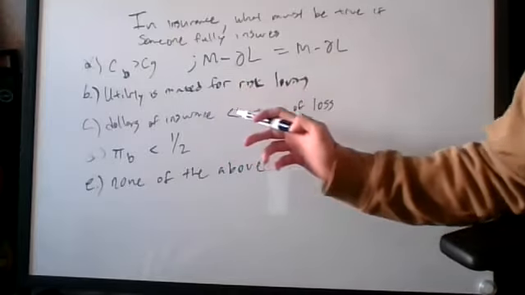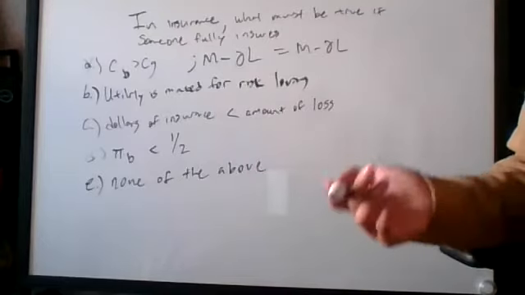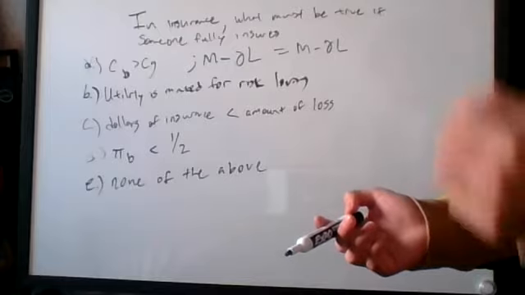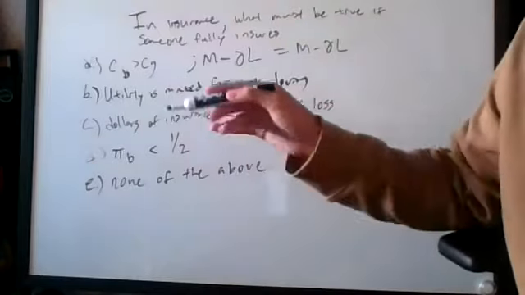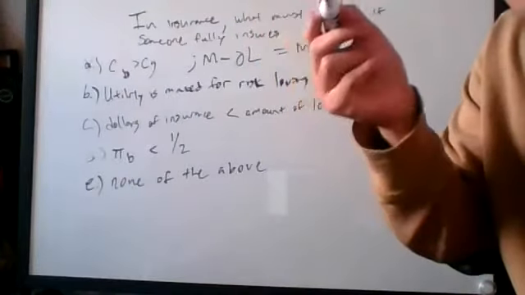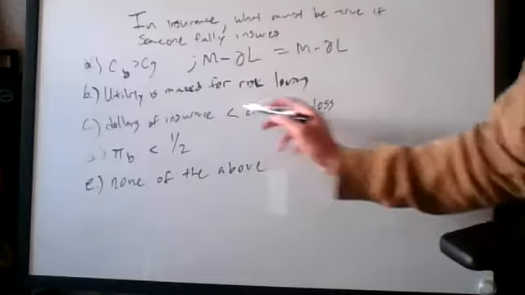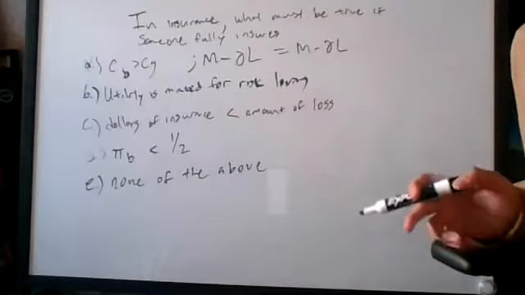Dollars of insurance is less than the amount of the loss. Well, dollars of insurance is basically going to be K, right? So the amount of coverage. You can think of dollars of insurance as being K and the amount of loss as being L. When someone is fully insured, K is equal to L. And so this inequality cannot be true, right? It should be that they're equal to each other, okay?